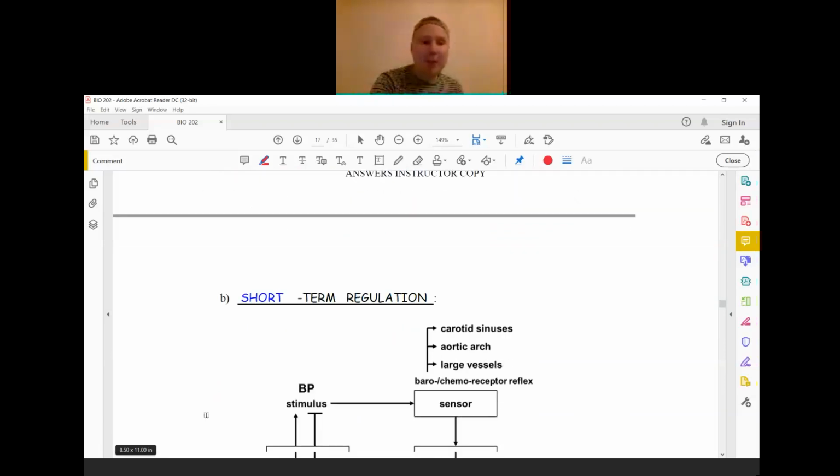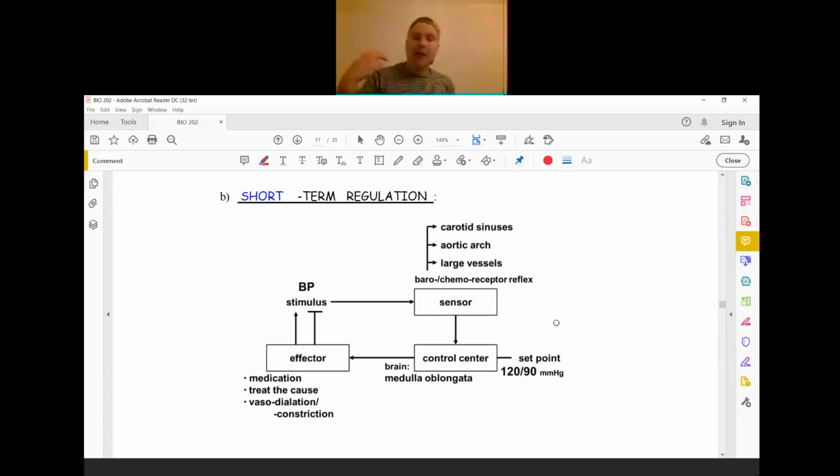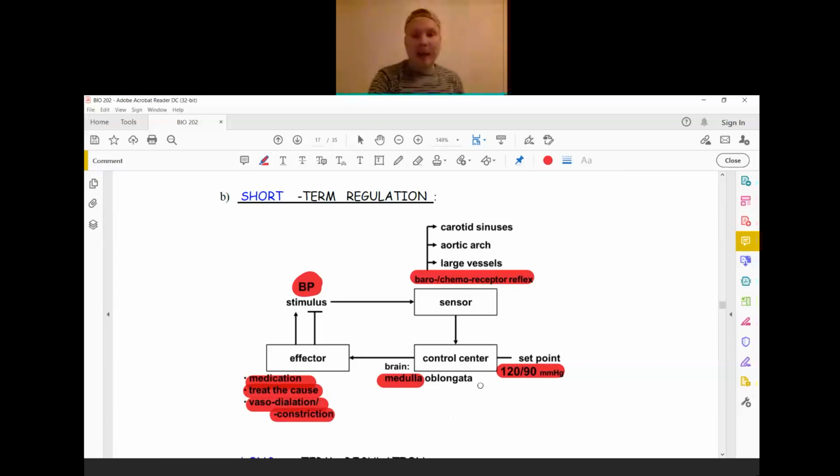We discussed the short-term regulation of the blood pressure using this diagram of the homeostatic feedback mechanism loop. We saw that the blood pressure was off. That was noticed by baroreceptors or chemoreceptors, located at the carotid sinus, aortic arch, and large vessels. That information gets passed to the medulla of the brain, and if it is anything other than 120/80, then effectors kick in. And we can deal with that either through medication, treating the cause, or having vasodilation or vasoconstriction happening. So that's the short-term regulation of blood pressure.